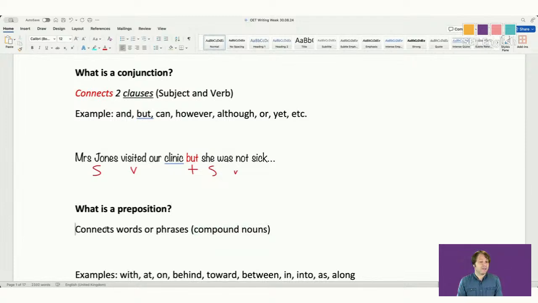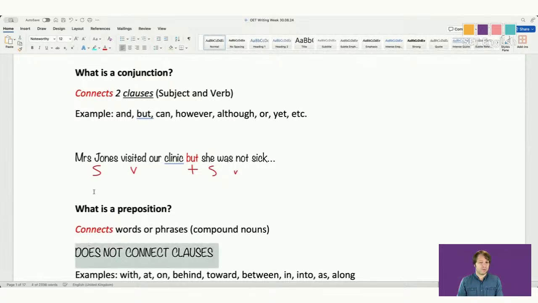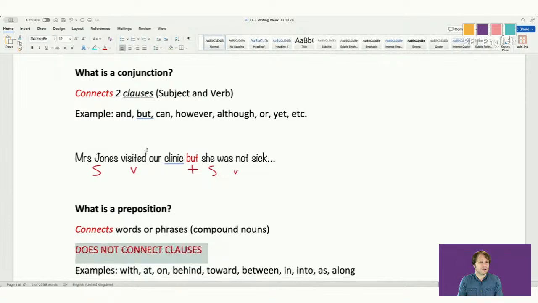Key thing here is a preposition does not connect clauses in the usual way, okay? I'm going to say not clauses, actually, subject and verb. It does not connect subject and verb. And this is the key point I want to talk about today, okay?